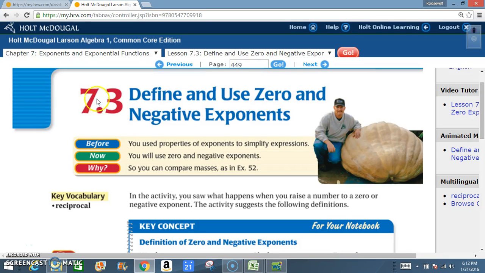Okay, class, today we're in section 7.3, define and use zero and negative exponents. Before, you used properties of exponents to simplify expressions. Now, you will use zero and negative exponents. The key vocabulary in this lesson is reciprocal.